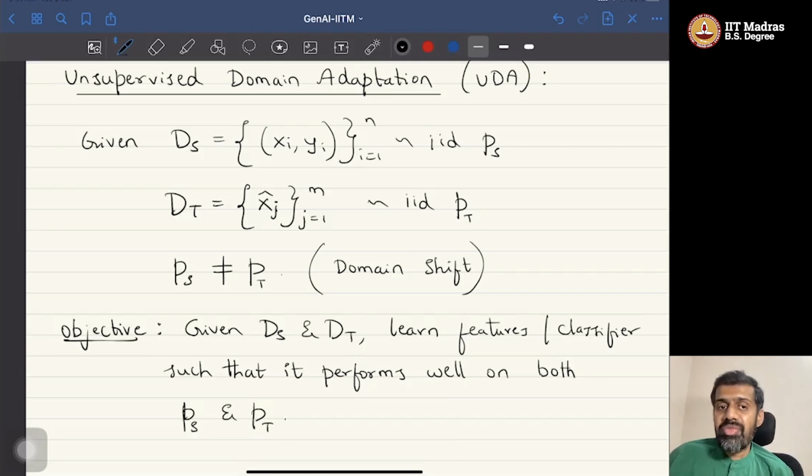The question is, can we learn a classifier or a feature representation such that it will perform well both on the source data and the target data? Now, suppose we build a classifier only on the source data, it will not perform well on the target data. Now that we are given some examples from the target distribution as well, can we learn representations in such a way that it performs well on both the source data and the target data? So this is the task that we have.